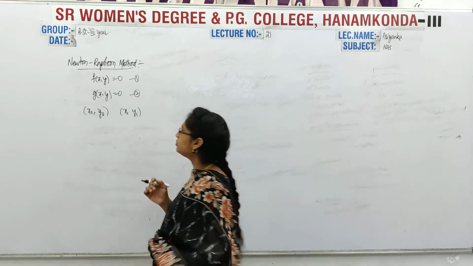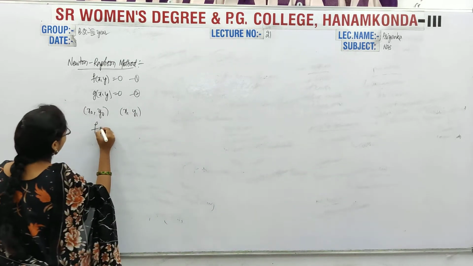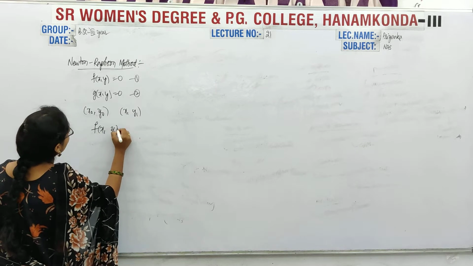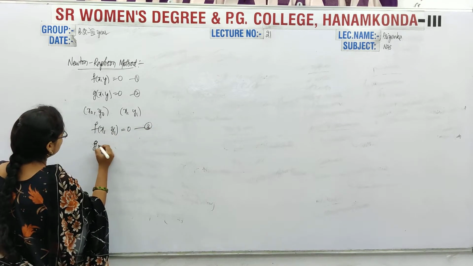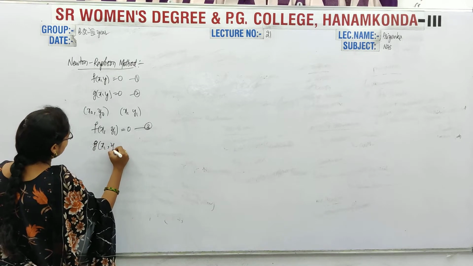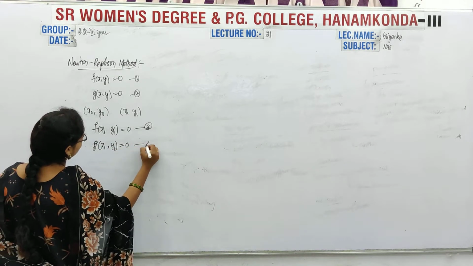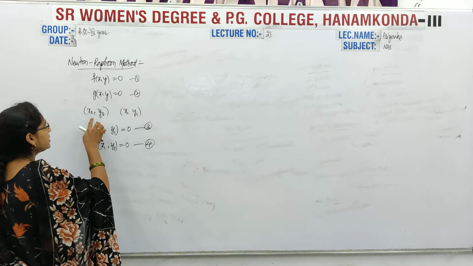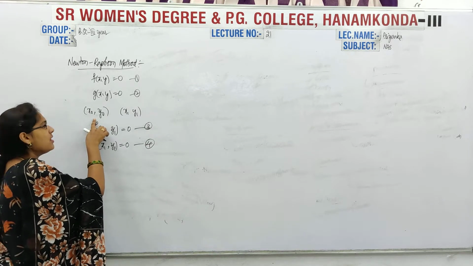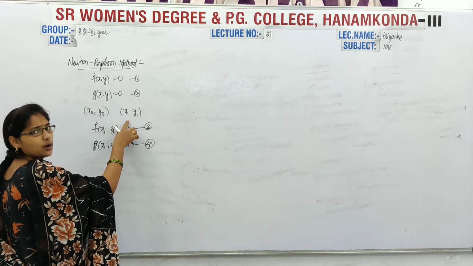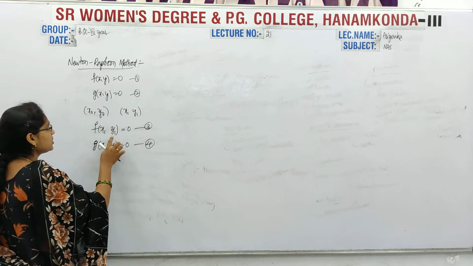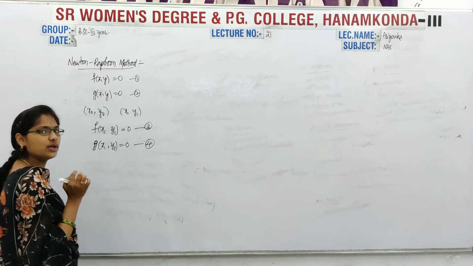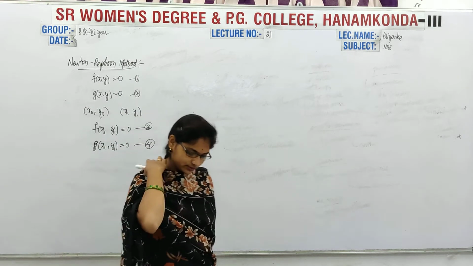From 1 and 2, what we have to write? f of x1 comma y1 equal to 0, equation number 3, and g of x1 comma y1 equal to 0, equation number 4. What I am doing is taking this as the initial value, and the better approximation is the next one, x1 y1. So I am substituting x1 y1. Then we have new equations 3 and 4.